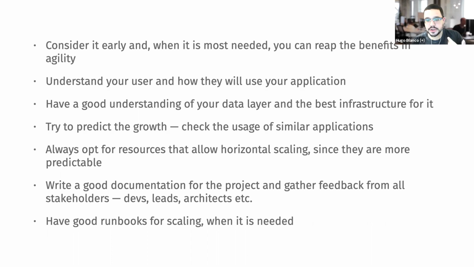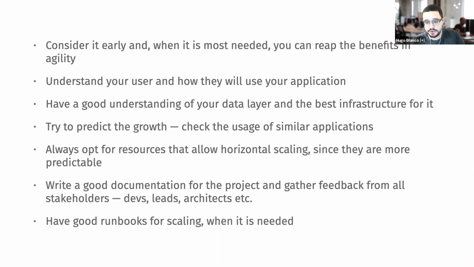And it's good to always opt for resources that allow horizontal scaling, because as I said, they are more predictable, they are cheaper, they are more agile to maintain. So it's good to have horizontal scaling. And I think it's even better if you can make it elastic, if you can create predefined configs and make it automatic at some point.